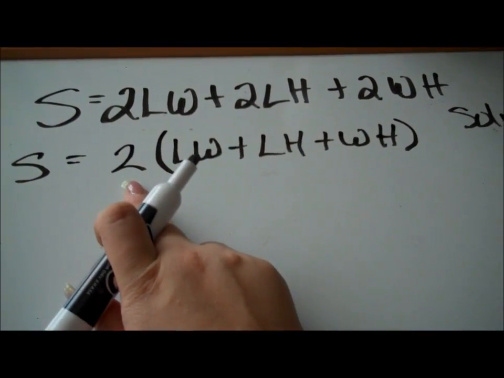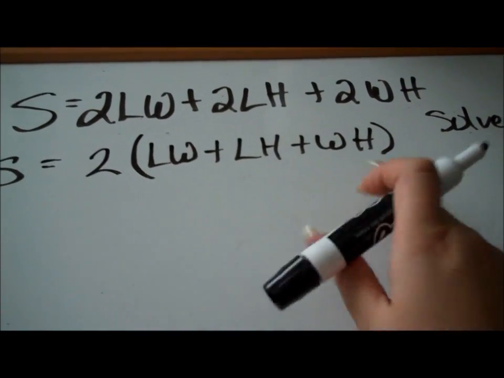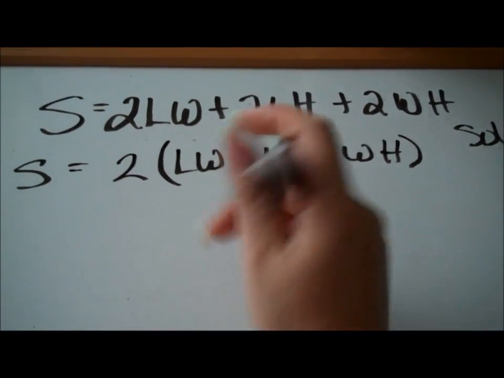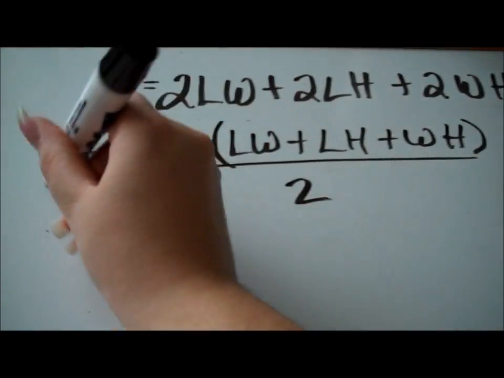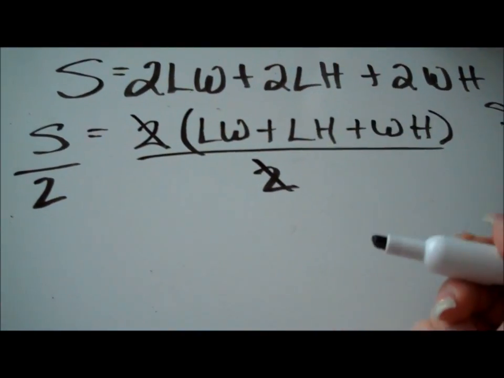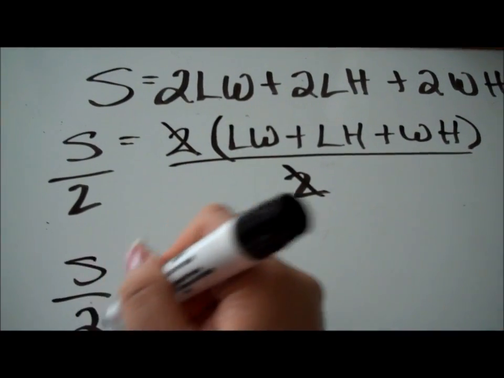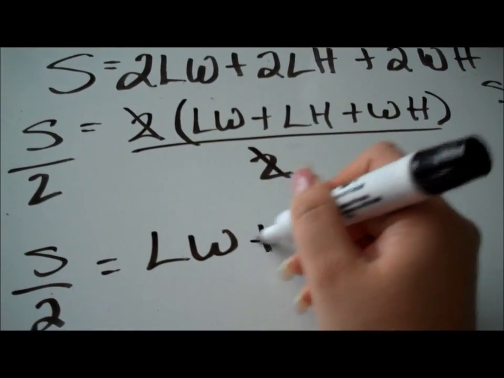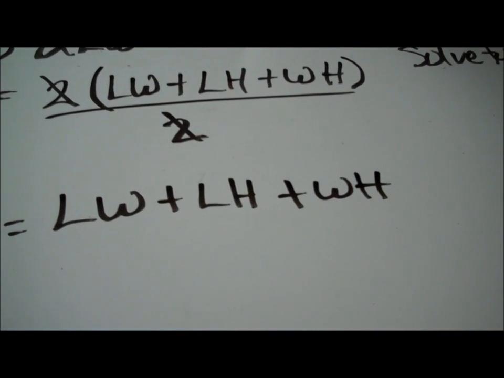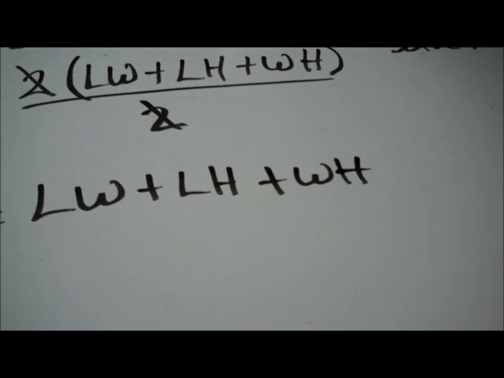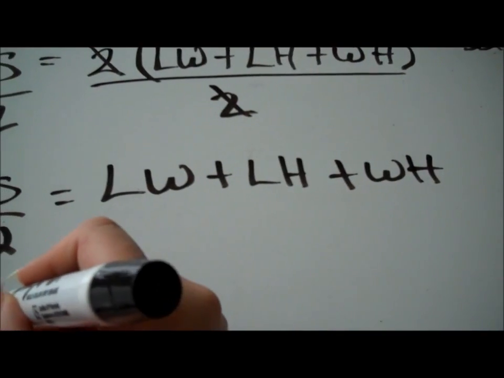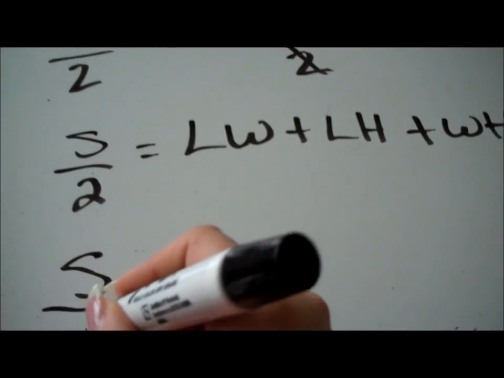I need to get rid of this 2 because this 2 has nothing to do with, or we don't really need it because we're again solving for L. So I need to get this on the other side. And the opposite of multiplication that's going on right here is division. Those 2's will cancel. So I get S over 2 equals LW plus LH plus WH. This one has no L at all, so I can get rid of this and bring it to the other side. So I get S over 2.